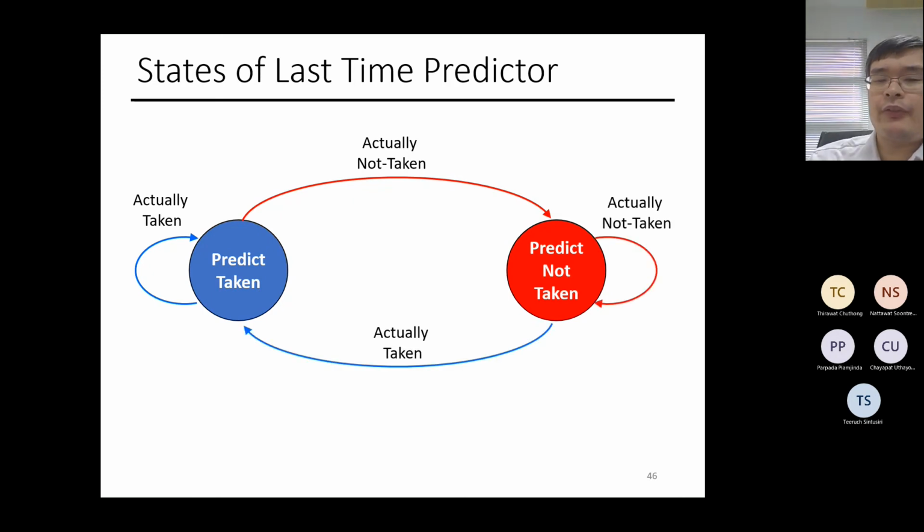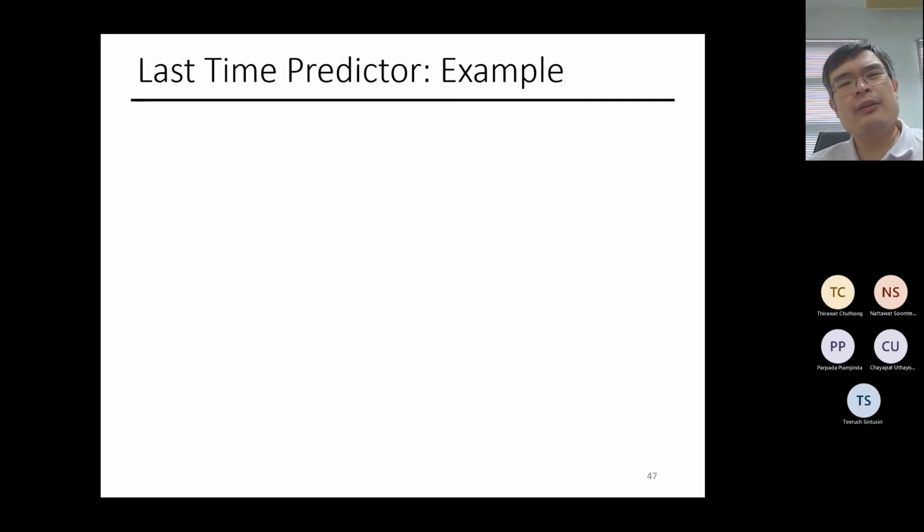The same thing goes for the predict not taken state. If you actually don't take it, you stay there so that the next time you see the branch again, you don't take the branch. If you predict not taken, then in reality, you take the branch and you move to predict taken. And let's go through some examples.